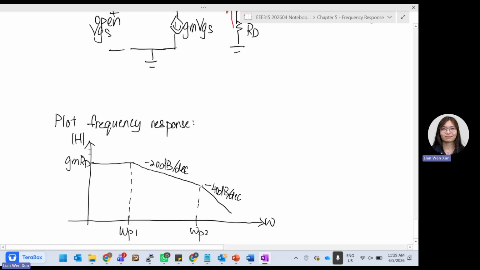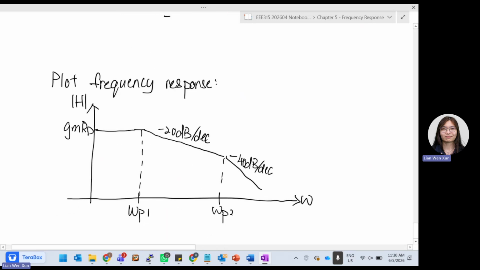So I imagine our frequency response curve. I will have the magnitude of H(jω) against the frequency, the transfer function, and the gain is at gmRD. So it'll be gmRD, but it will drop two times. The first time by negative 20 dB per decade. The second time drops another 20 dB per decade. So it'll be negative 40 dB per decade. And then you label this as ωP1, this as ωP2. This is your frequency response curve directly.